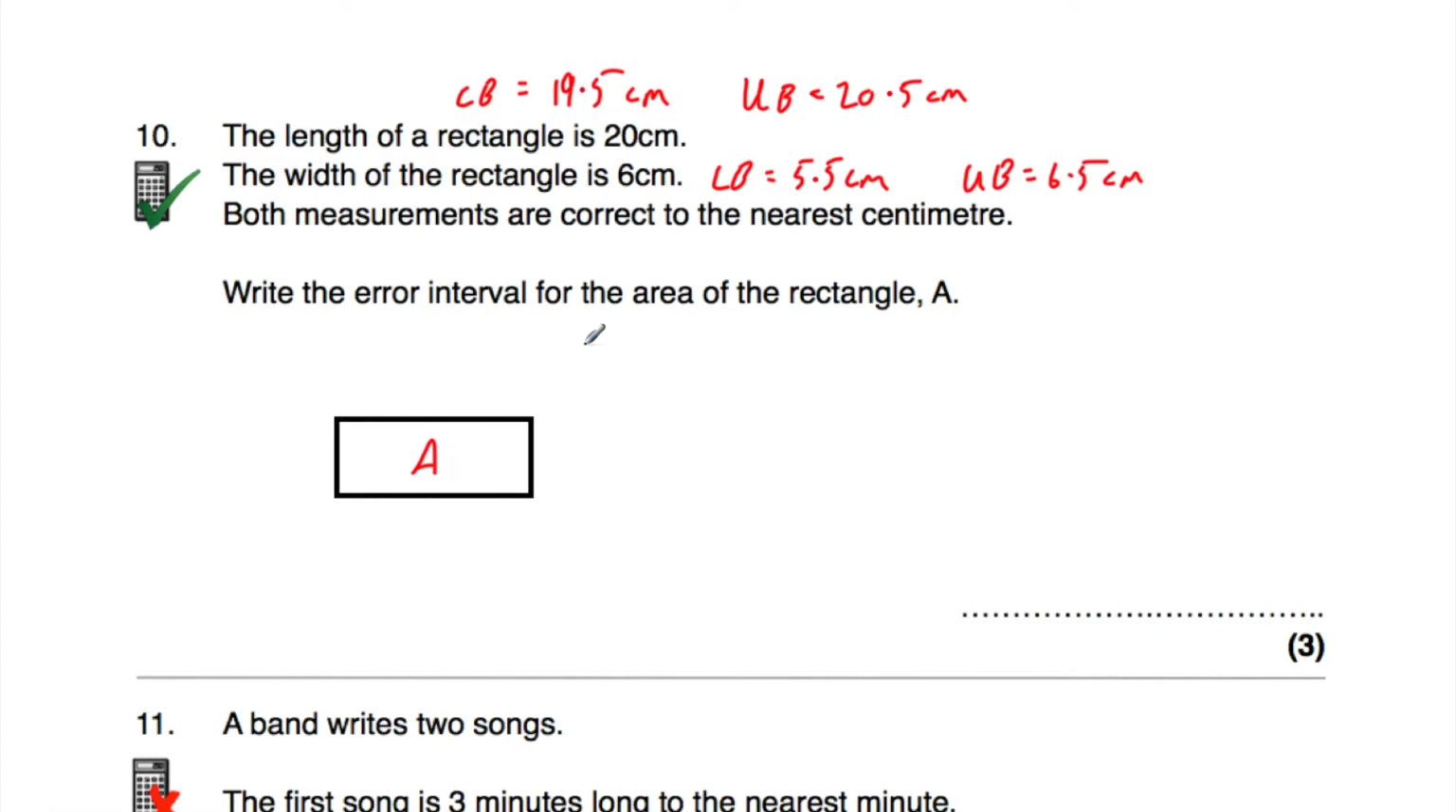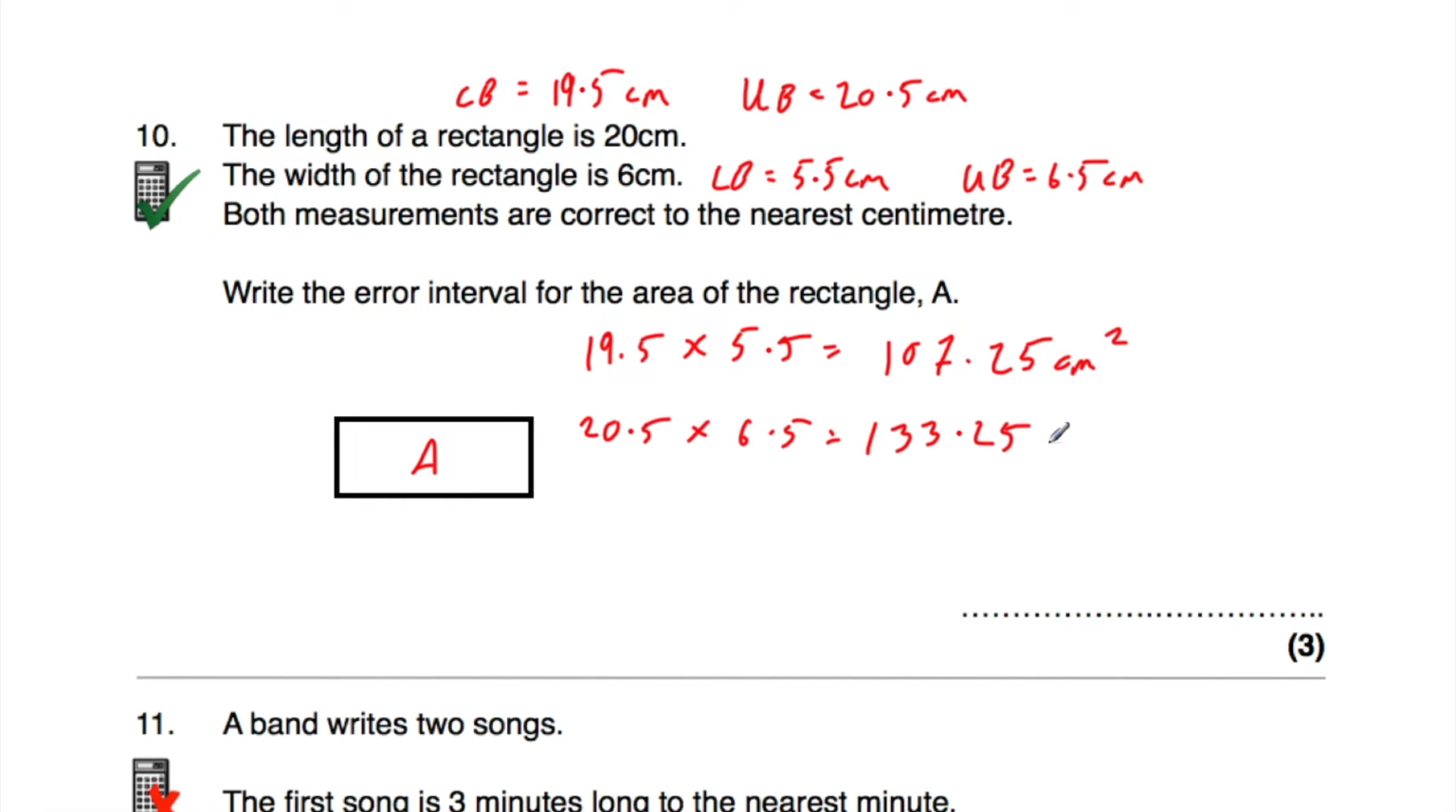So let's do the lower bounds. 19.5 multiplied by 5.5 is equal to 107.25 centimeters squared. So that's the lower bound for the area of the rectangle. Now let's find the upper bound for the area. That'll be 20.5 multiplied by 6.5, and that's equal to 133.25 centimeters squared. So we've got the lowest possible area and the upper bound for the area of the rectangle. Now let's write that as an error interval. The area is bigger than or equal to 107.25 centimeters squared, and the area would be less than 133.25 centimeters squared. And that's it.